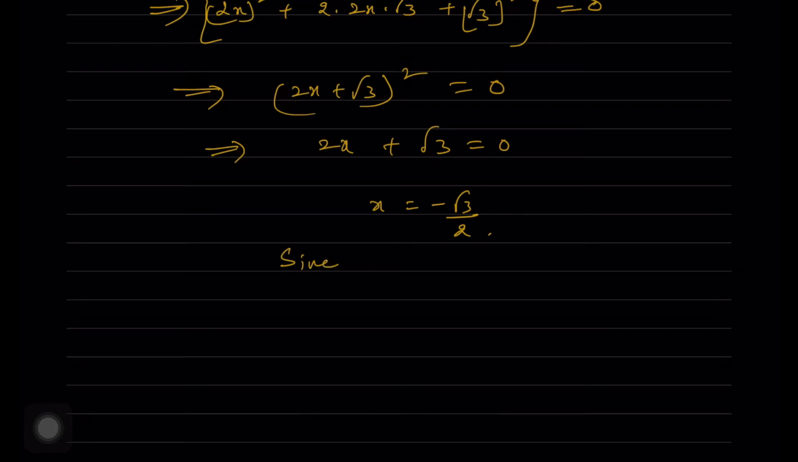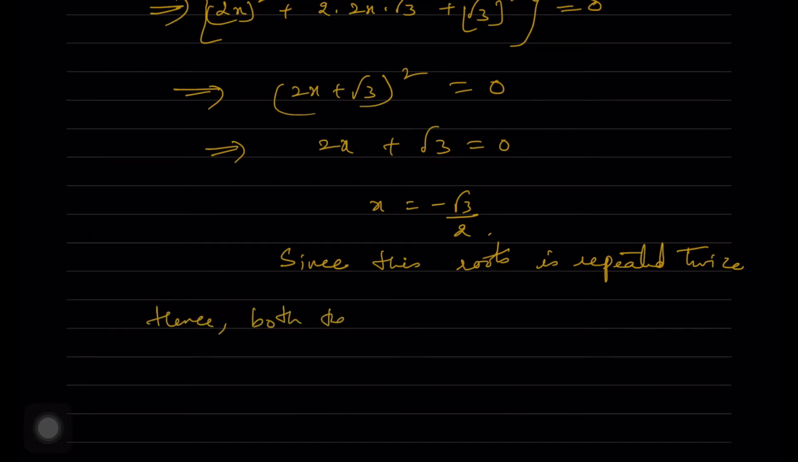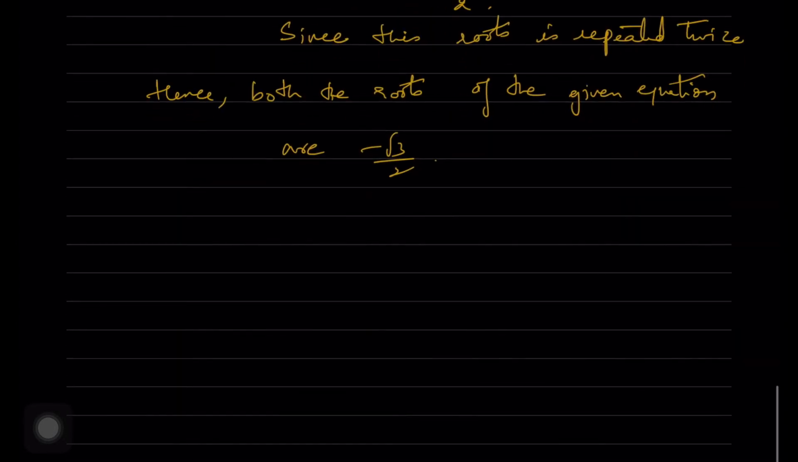Since this root is repeated twice, hence both the roots of the given equation are minus root 3 by 2. Now going into the fourth one, you're having it as 2x square plus x plus 4 equal to 0.